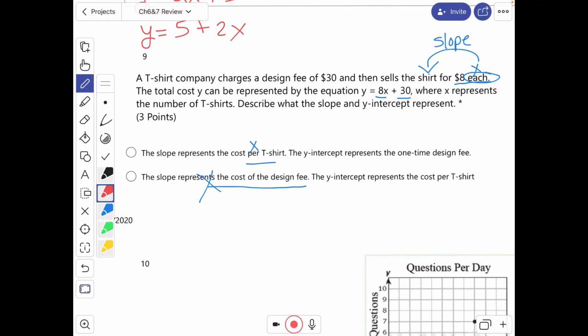We also need to look at the y-intercept. It represents the one-time design fee. That is what the slope is. It's a one-time design fee. I'm sorry, that's what the y-intercept is. Y-intercept always happens just once. It's the constant. Y-intercept only happens one time. So our choice is the first one.